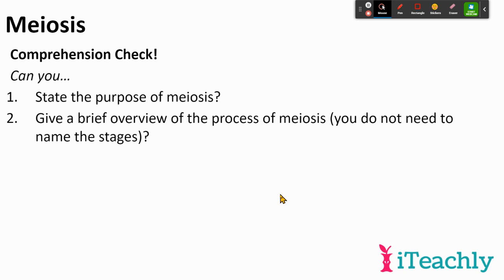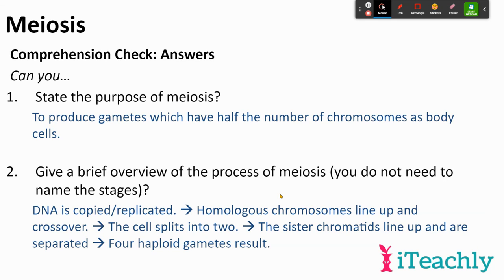Okay, so state the purpose of meiosis and give a brief overview of the process of meiosis. And the purpose of meiosis is to produce gametes. All right, so that's it, to produce egg and sperm. And then there's the answer to that.